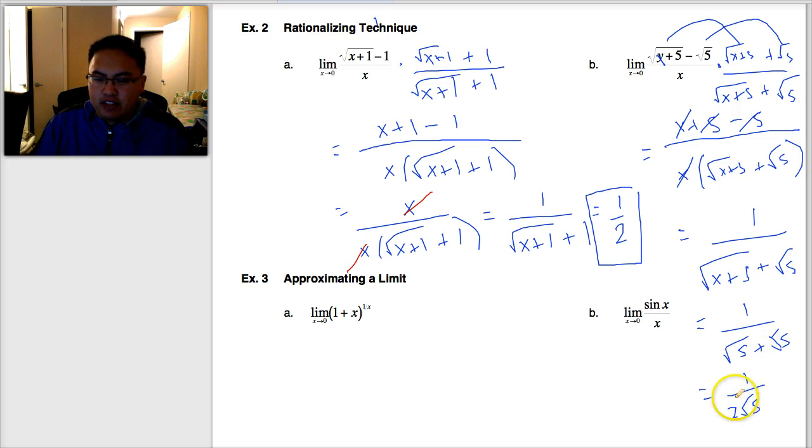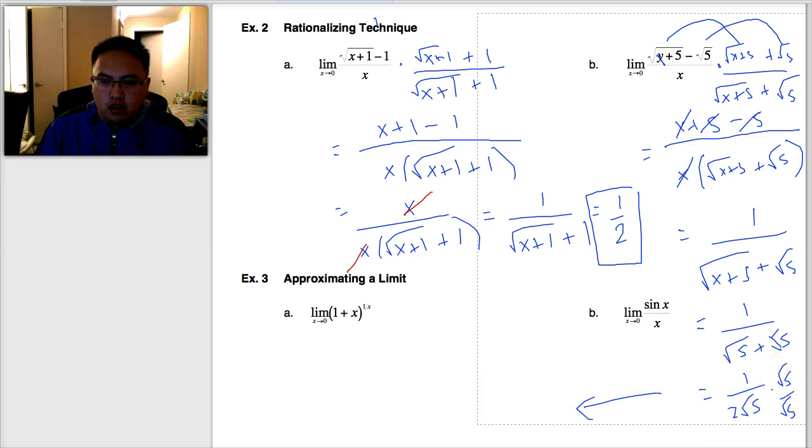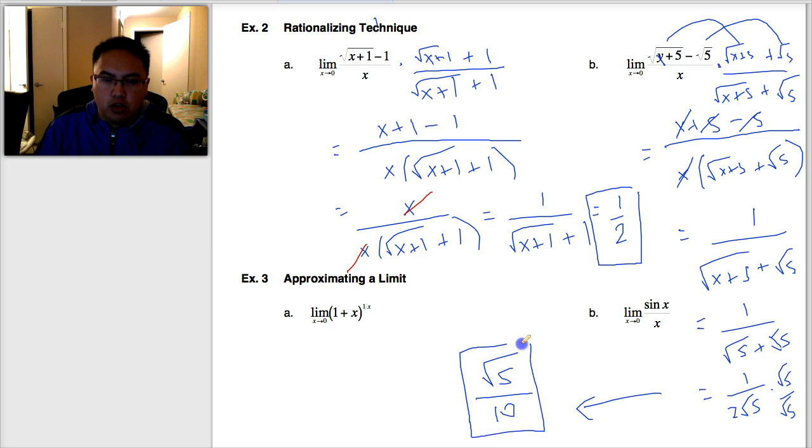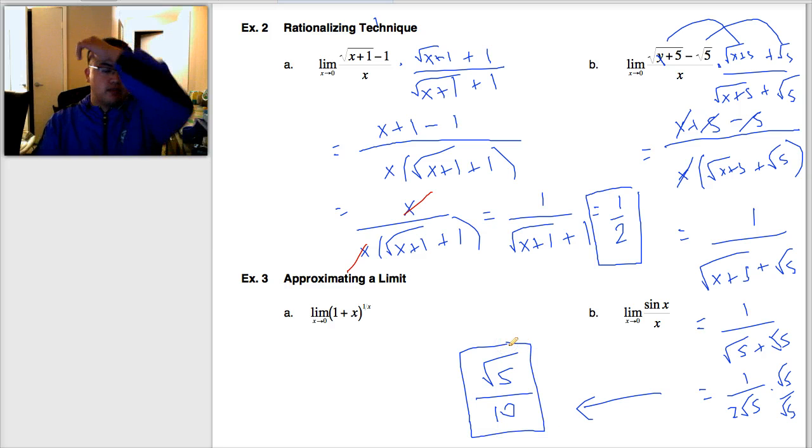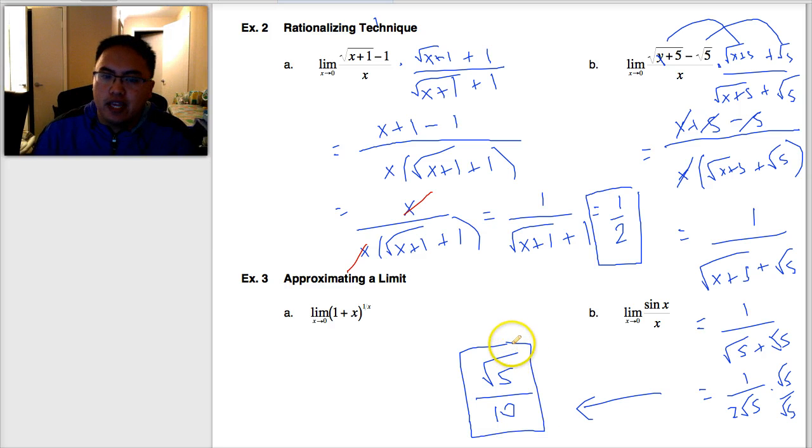One last step, I can't have the square root on the bottom, so I'm going to rationalize again. I know that's going to kill some of you. But I'll multiply top and bottom by radical 5, which means, running out of space, I'll go over here. Multiplying across, I get radical 5 over, radical 5 times radical 5 is 5. 5 times 2 is 10. Radical 5 over 10.